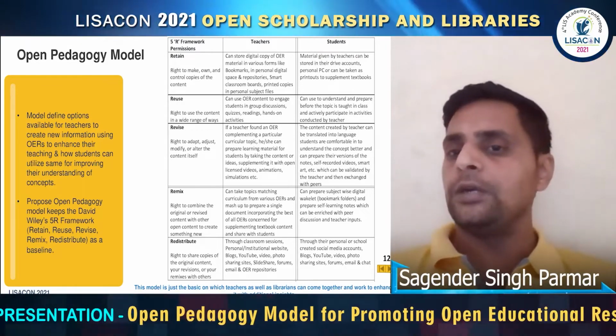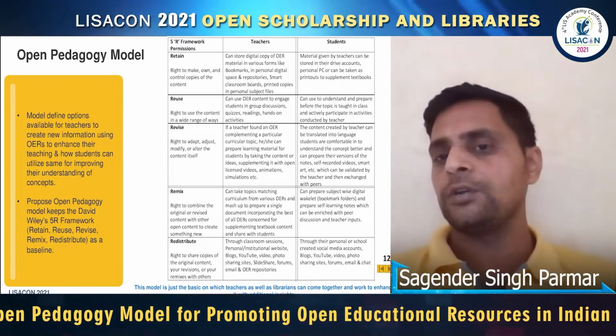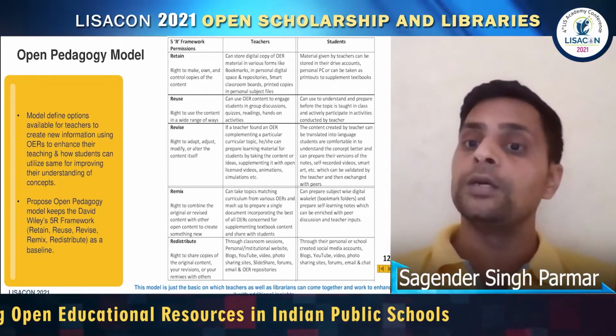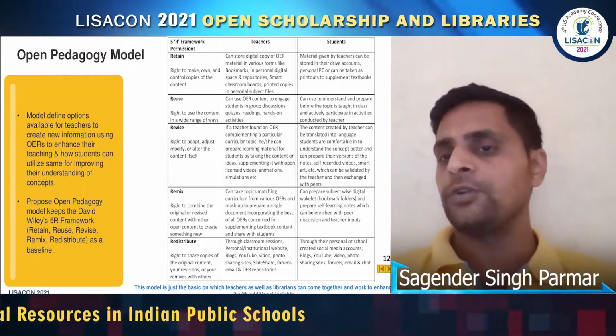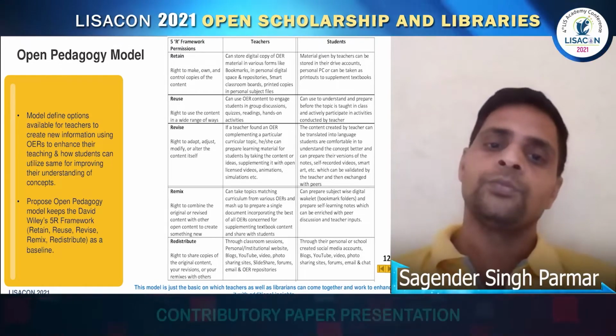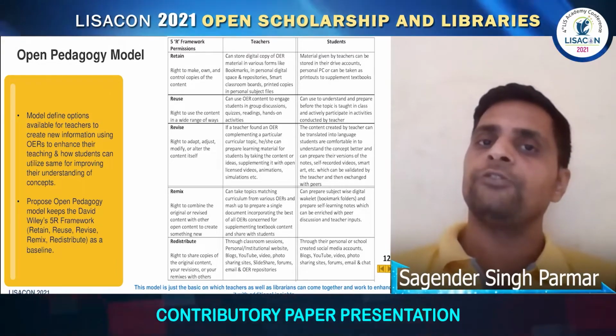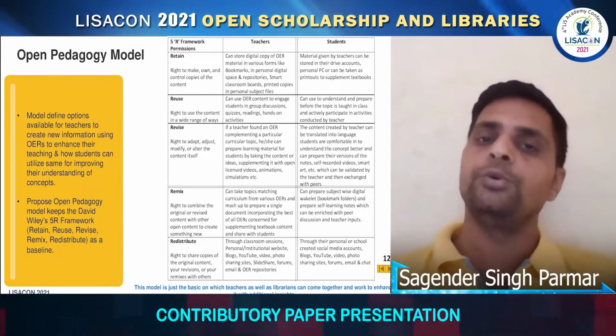And what students can do is prepare a subject-wise digital booklet. It's a kind of bookmark folder they can make so that they can learn in future. They can prepare self-learning notes. Okay. And the last is redistribution, because the 5R framework gives permission to redistribute the open educational resources.